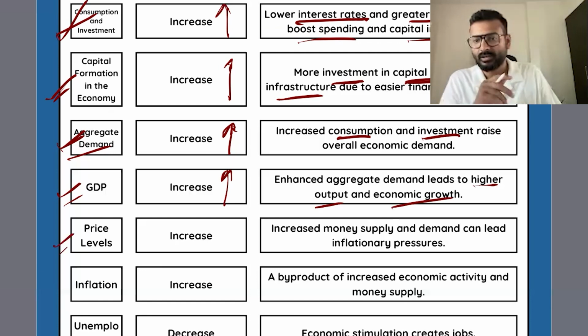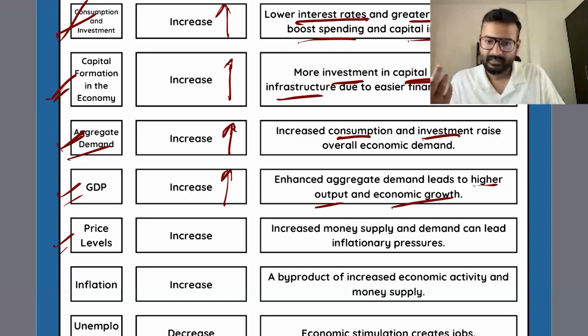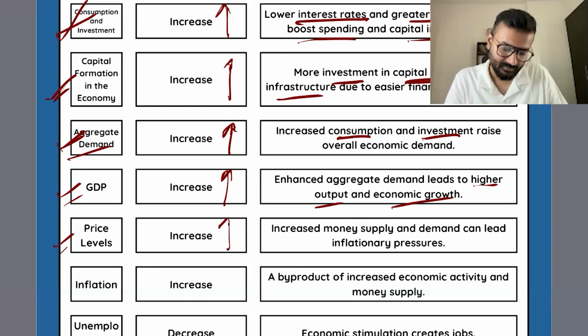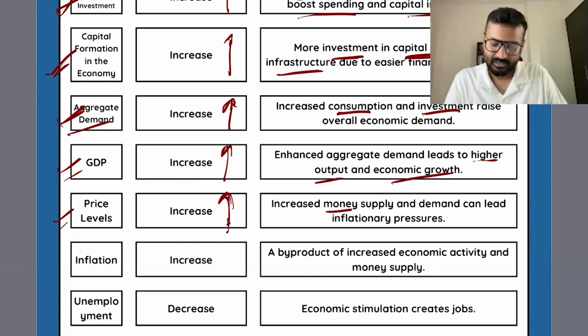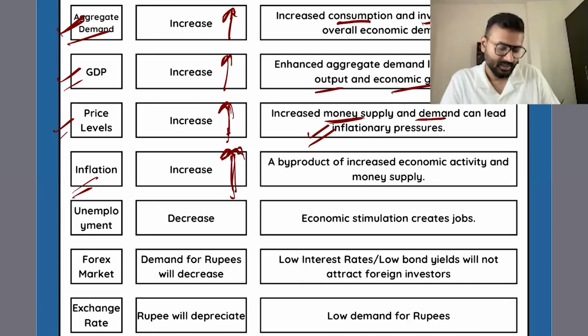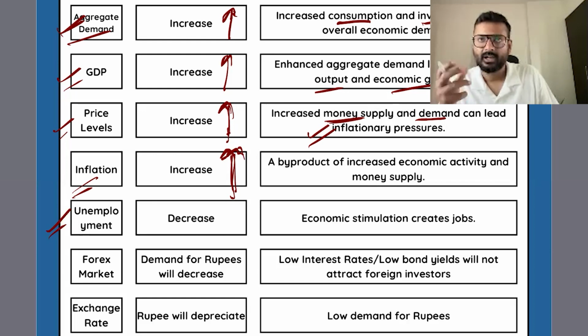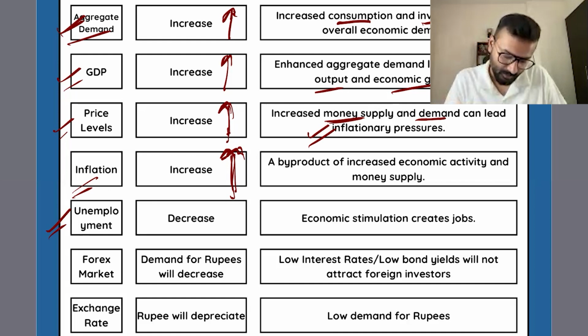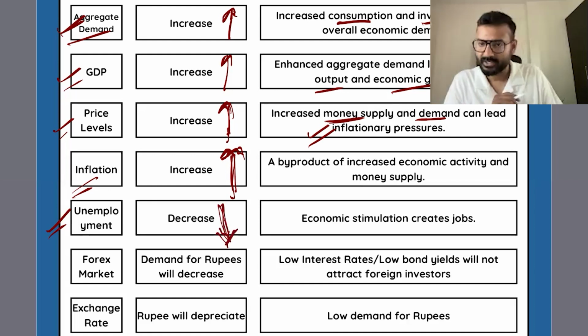What happens to price levels? Now, see, economic activity has increased. There is more demand. Now if the supply is not able to keep up with the demand, then the prices will also increase, because increased money supply and demand can lead to inflationary pressures. Now prices have increased, that means that inflation is high, right? Now inflation is high. What is the effect on unemployment? Now, generally, when there is higher economic activity happening, there are more job opportunities, and more and more people are investing, opening up new businesses. So unemployment will decrease. So this was the goal of the expansionary monetary policy.